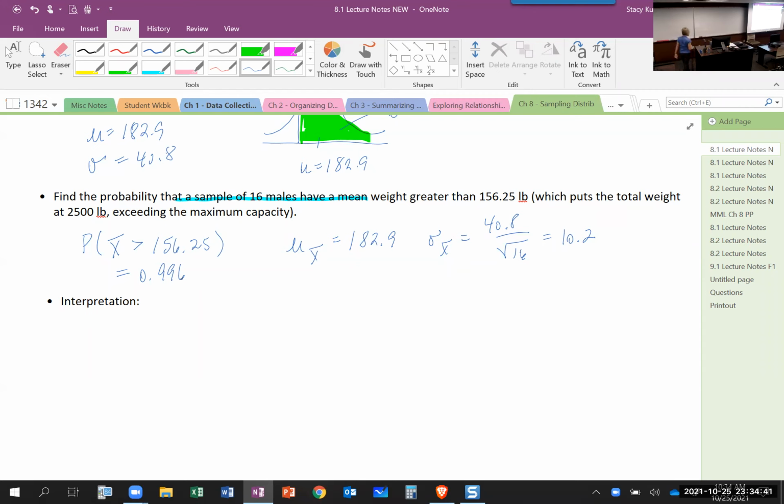With these problems that you're going to be encountering as you go through, you want to pay close attention to whether the question is about the population or about the sample mean. Are we looking at a population question or a sample question?